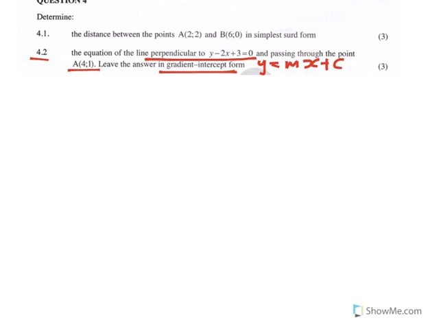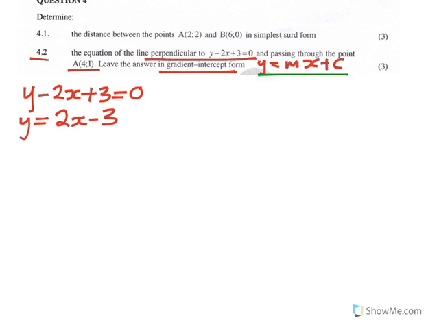Now if we go back to this formula, you are given y minus 2x plus 3 is equal to 0. For you to know the gradient of this line, you have to write it in y is equal to mx plus c, which is y is equal to 2x minus 3. So from this you can see the gradient. Remember, y is mx plus c. M is the gradient. So in this case you can see that m is equal to 2 by observation.